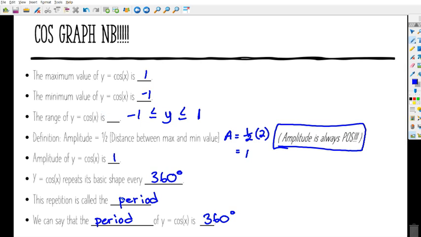Now let's just refresh. We have all of this. We've got our max, which is 1, our minimum, which is -1, and our range in between my max and my min. Amplitude, we know what the amplitude is: it's the distance between my max and minimum divided by 2. And we know what our period is.